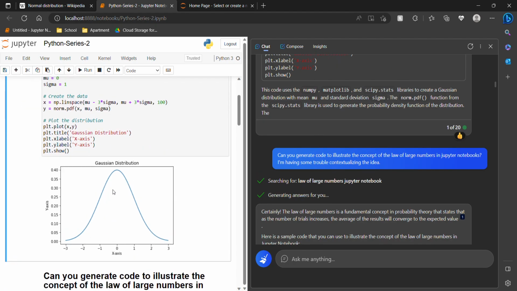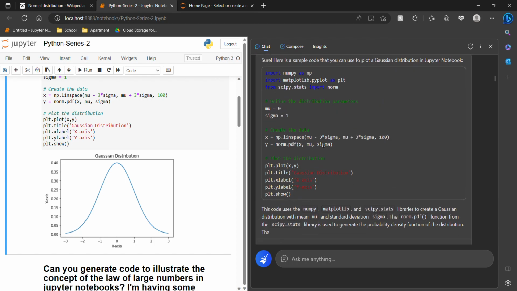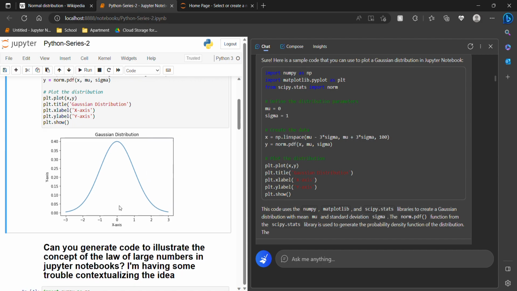I ran the code, and what do you know? We see a nice Gaussian distribution with a mean of 0 and a sigma of 1. And that's what this essentially looks like as they populate it here.